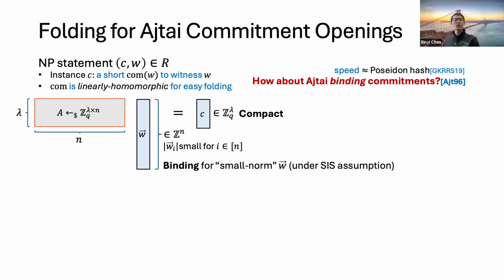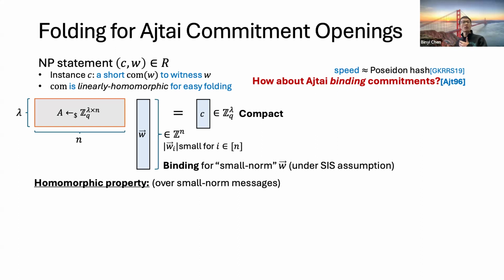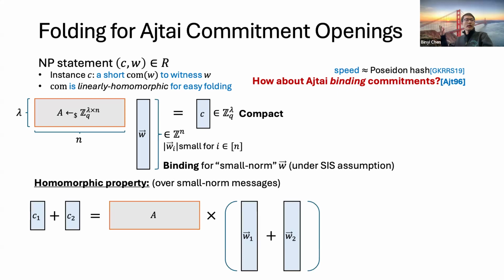And it also satisfies the binding property, saying that it's hard for you to find two messages that map to the same commitment. This is based on the SIS assumption, saying that given a public random matrix A, it's hard to find a small-norm vector x such that Ax equals 0. To see why it has the binding property, suppose for contradiction you have w1, w2 that map to the same commitment. Then w1 minus w2 is a SIS solution with small norm, right? And it also satisfies the linear homomorphic property as long as the coefficient is small, because this follows from the linearity of matrix multiplication, which is pretty straightforward.